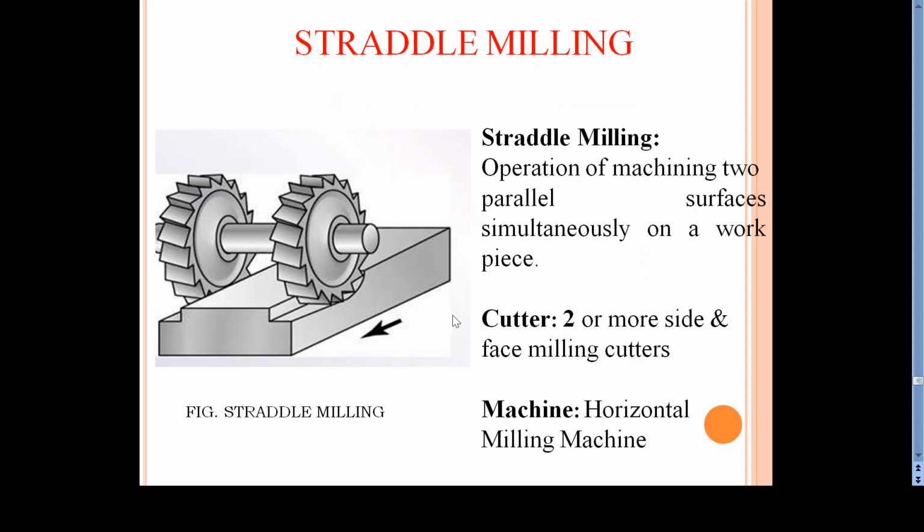So this is straddle milling. It's having multiple cutters. For example, two cutters are there. So both will be connected to the same spindle or the arbor, and this is also a horizontal milling machine. And here the cutting is with both the periphery as well as the face. So both surfaces, that means the horizontal surface and vertical surface, are simultaneously machined on both sides. So this is used for the operation of machining two parallel surfaces simultaneously on a workpiece.